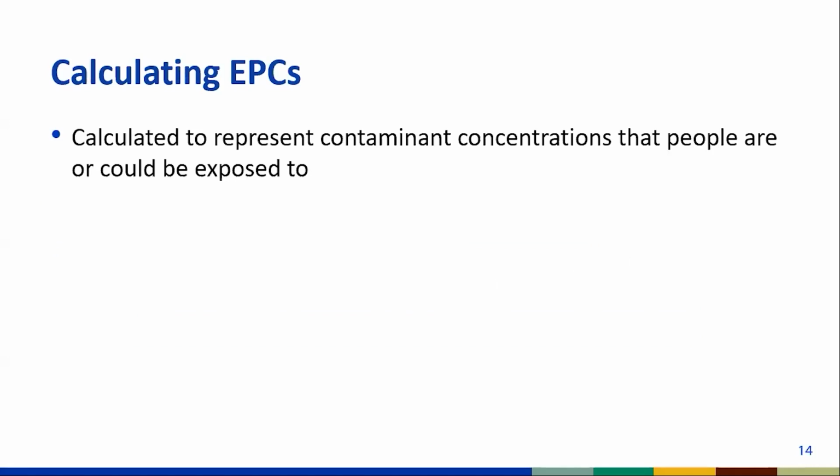Now returning to EPCs. I've mentioned this several times now, but once again, EPCs are calculated values that represent contaminant concentrations that people are or could be exposed to within an exposure unit. They're not directly measured. Instead, they are calculated using available environmental sampling data collected from specific locations and at specific times.